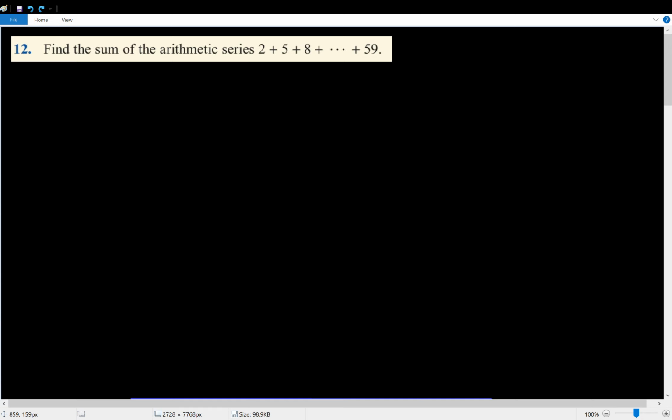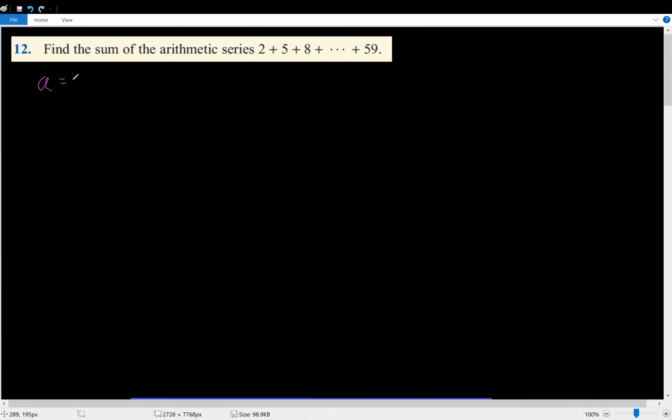This is question 12 from exercise 9.9 in Newton Size Project Maths 3a. We've defined the sum of the arithmetic series 2 plus 5 plus 8 plus ... plus 59. So what we can read so far from this is we can tell what our first term is, which would be our a in any of the formulas that we're going to use. So our a, our term 1, is going to be 2.